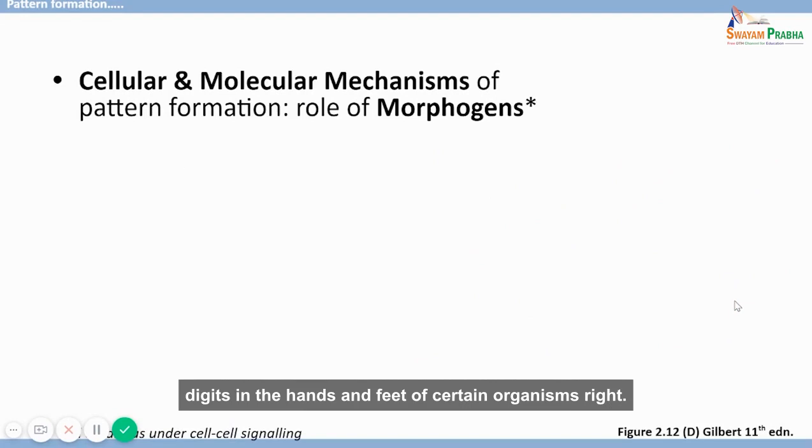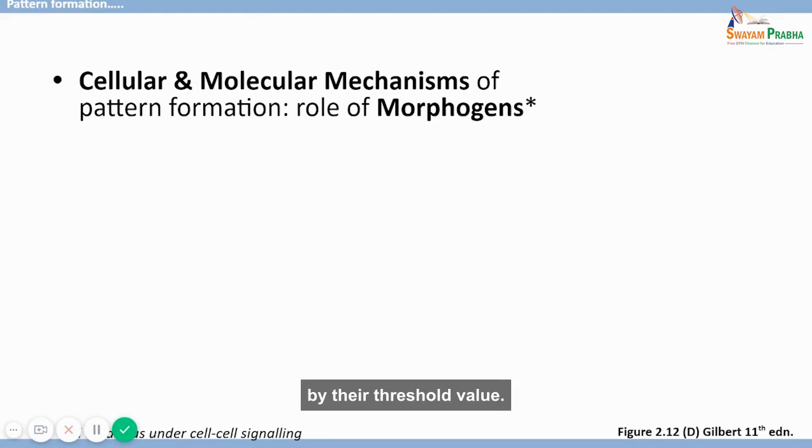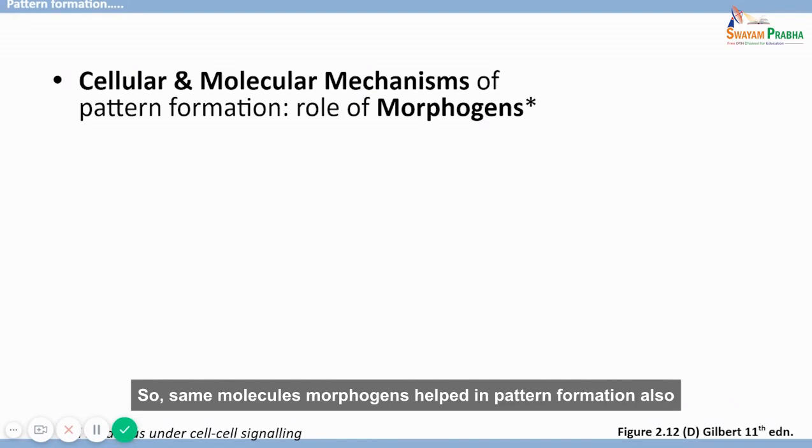Now, various cellular and molecular mechanisms occur in different organisms at different stages of development, thereby influencing pattern formation. As we discussed in the paracrine form of cell signaling in the previous slides, signaling molecules called morphogens help in determining the cell fate and specificity by their threshold value. So, the same molecules, morphogens, help in pattern formation also.